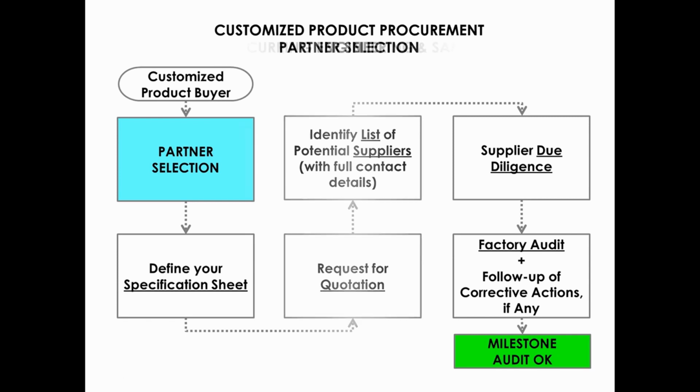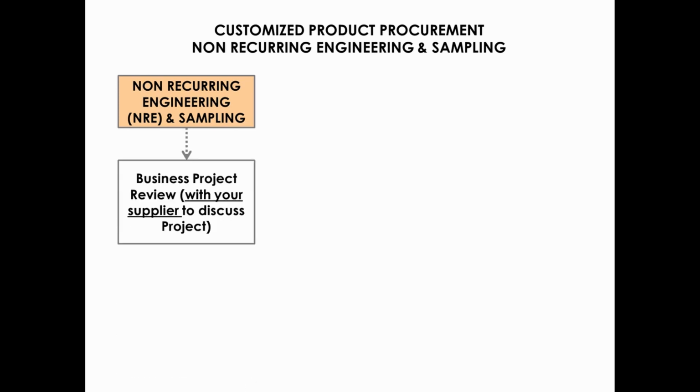The next phase is the non-recurring engineering and sampling phase. This is where any tooling, for example, will be commissioned. The first step is to have a business project review meeting with your supplier to go through the project plan in detail with respect to their involvement. Be sure to outline your expectations and the deliverables during this meeting.